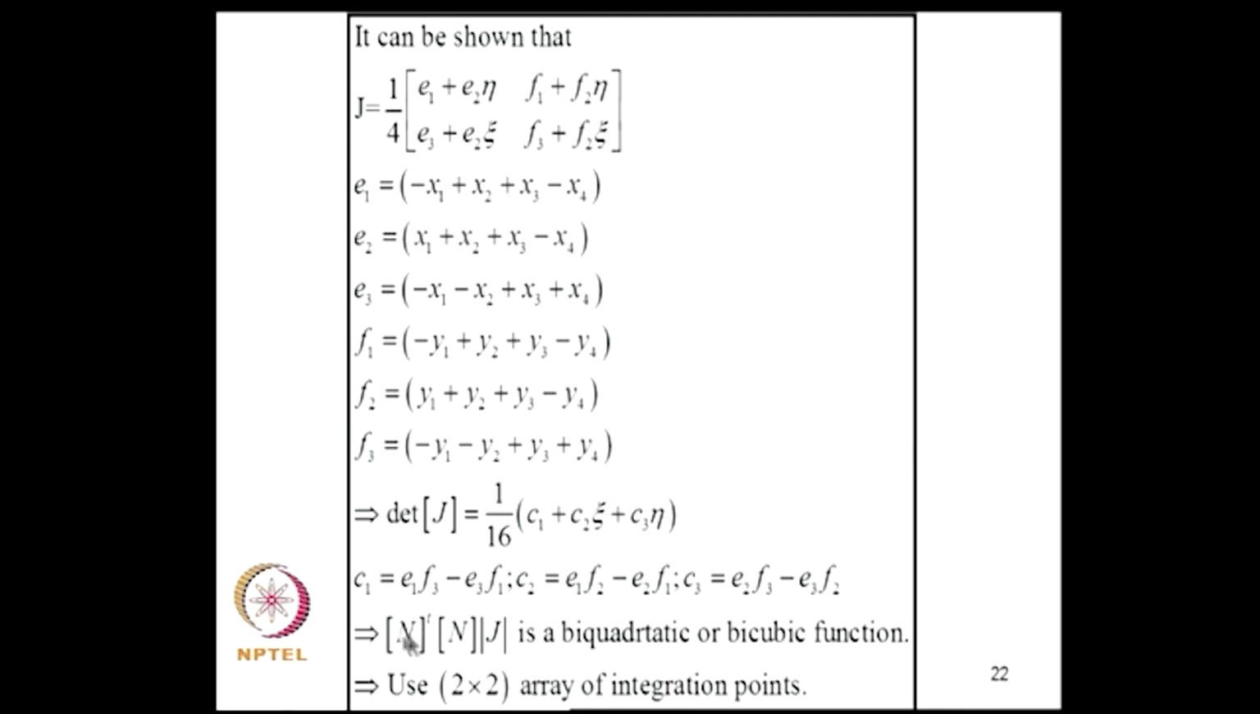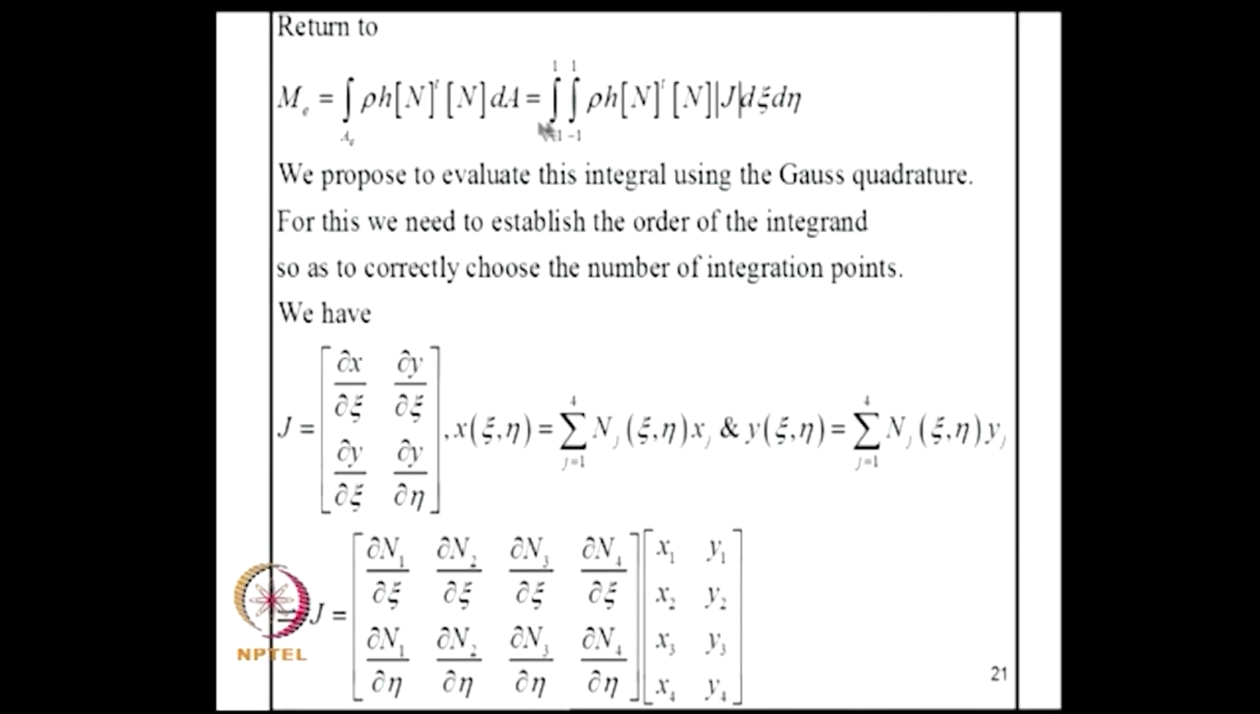So, if we now look into this, we see that it is a biquadratic or a bicubic function depending on which terms you are looking at. So, using the rule that we are using, a 2 by 2 array of integration points would be adequate to perform this integration. So, the mass matrix can be evaluated exactly by using Gauss quadrature with a 2 by 2 Gauss quadrature point mesh.